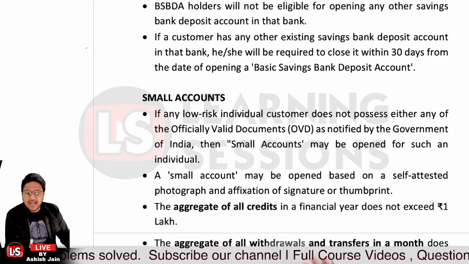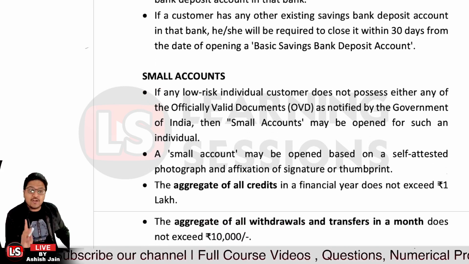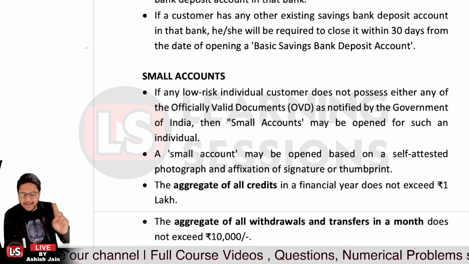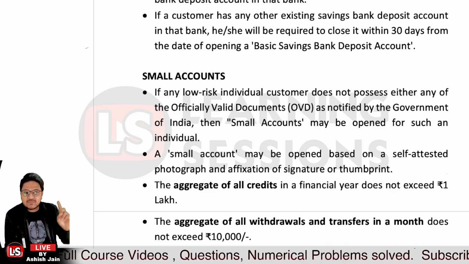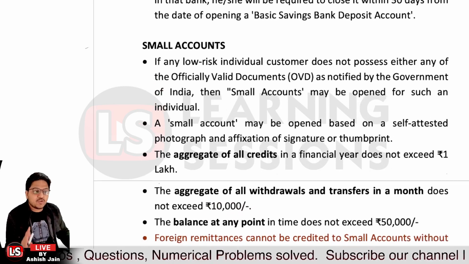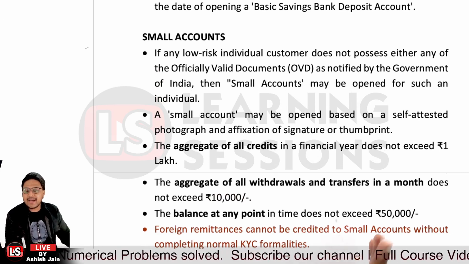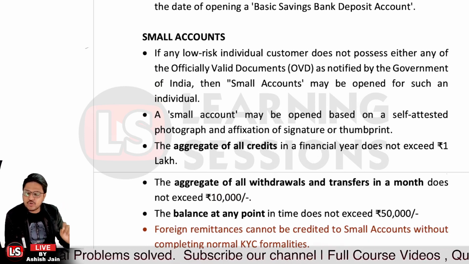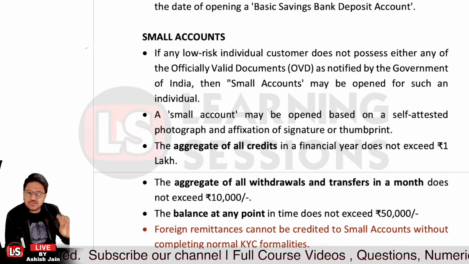not more than that. And maximum aggregate withdrawals or transfers in a month cannot be more than rupees 10,000. So maximum credit in 1 year is limited to rupees 1 lakh, and maximum withdrawal and transfer in a particular month cannot exceed rupees 10,000 over there. And the balance in this small account at any point should not exceed rupees 50,000, right? So these are the limitations related to it.